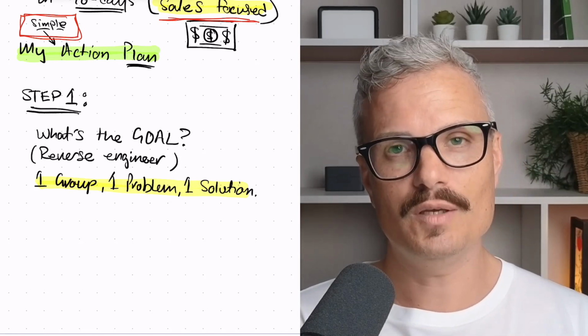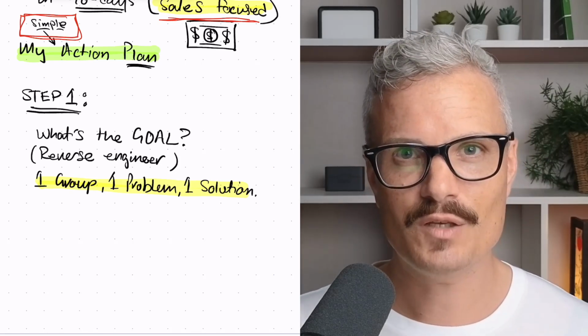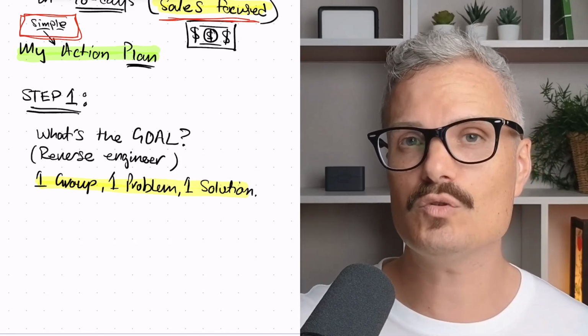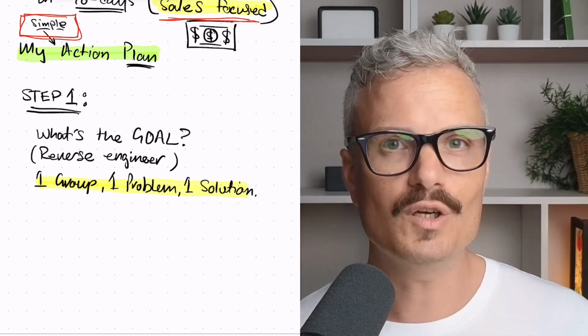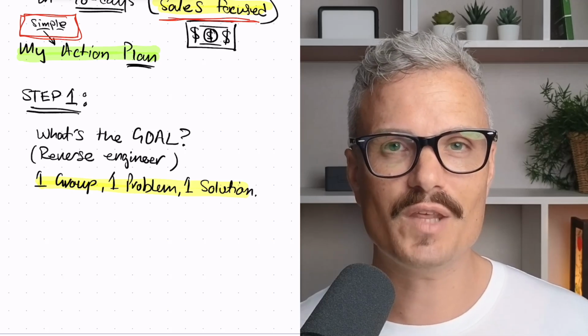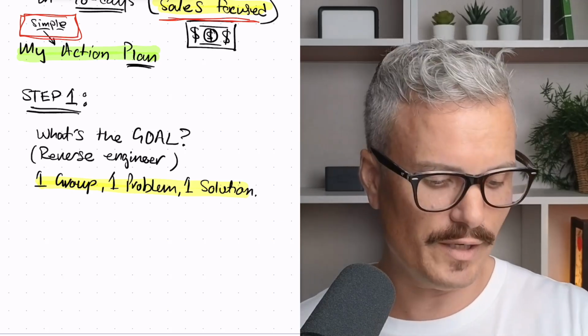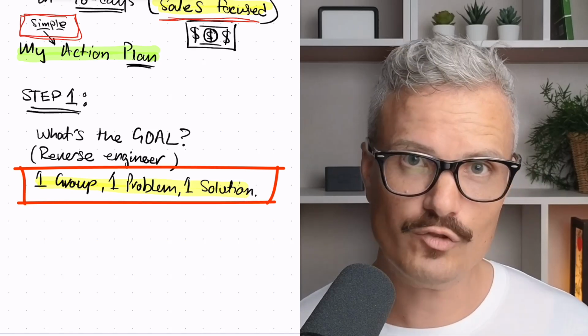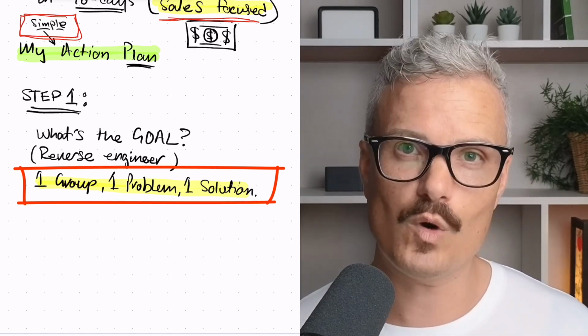What is the end goal? And reverse engineer that. So if the goal is making sales for your course or getting clients to book calls or getting more people to buy your products and services, then you want to start with that goal in mind. And you really want to actually have one goal for one group of people with one problem and one solution.